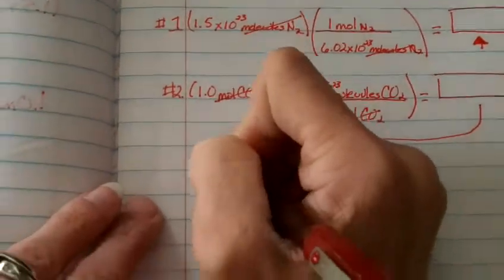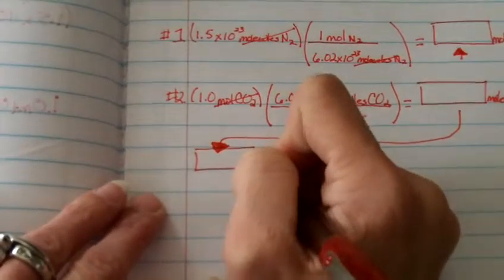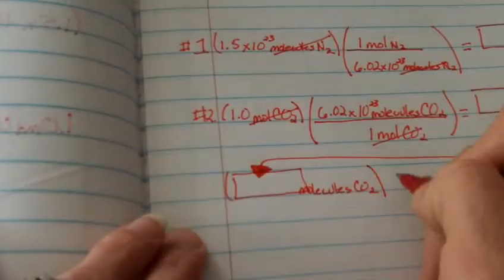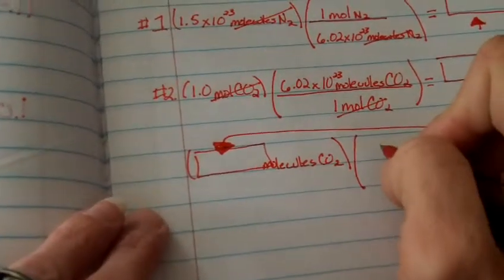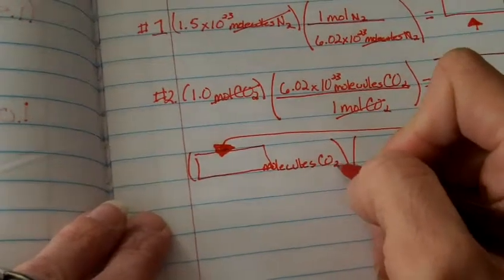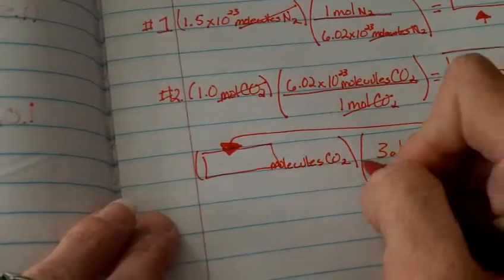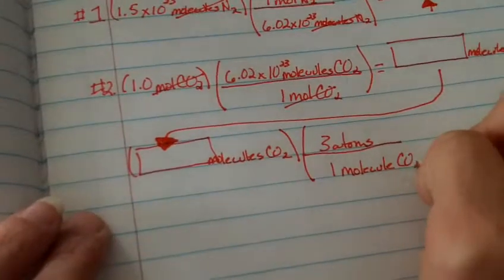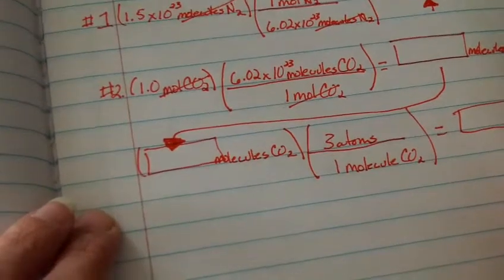Now you're going to take that number that you just calculated, because the question is asking you to find the number of atoms. We know we have a C and 2 oxygens, that's 3 atoms in 1 molecule of CO2, and there is your answer.